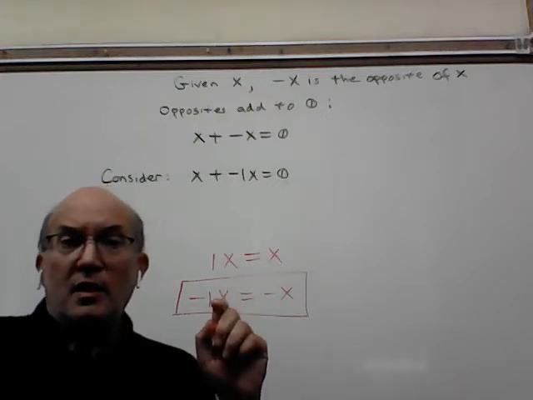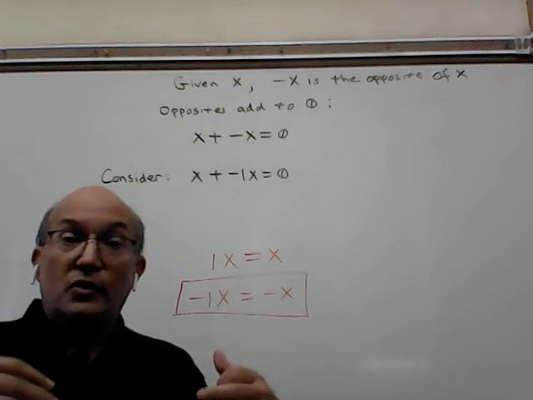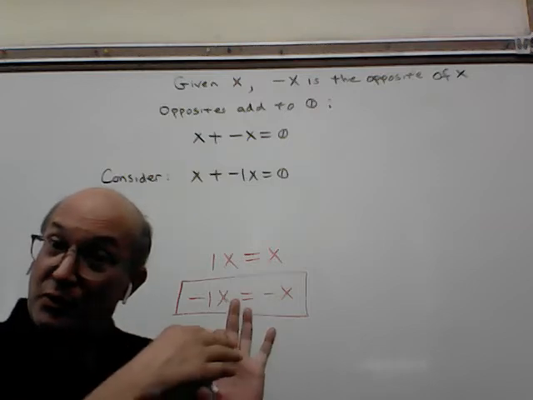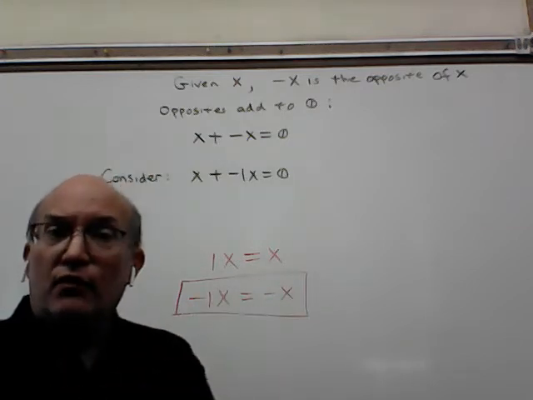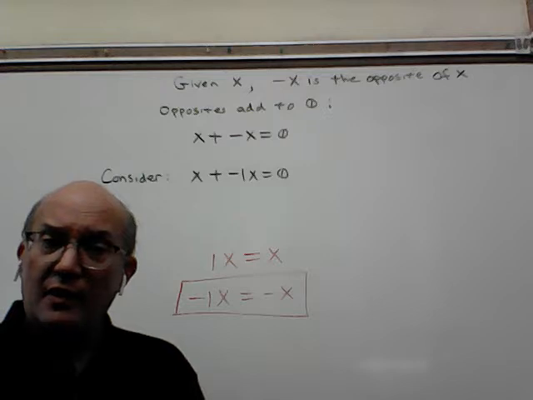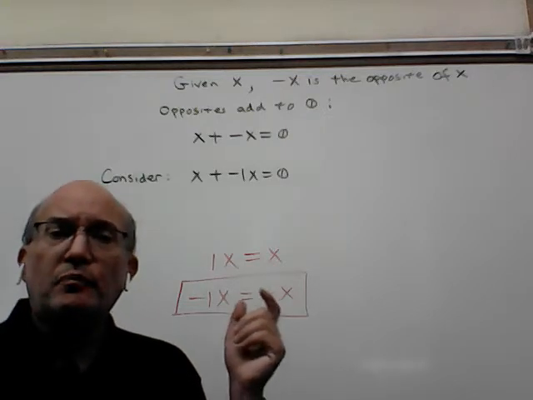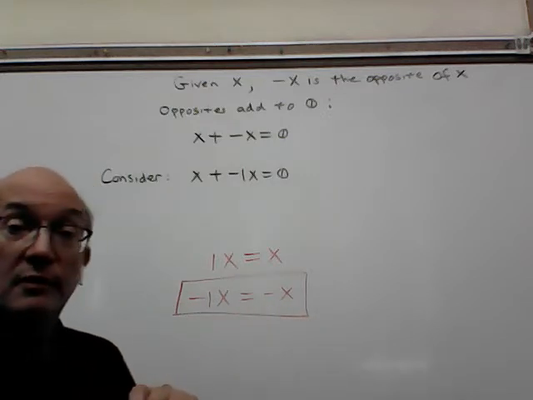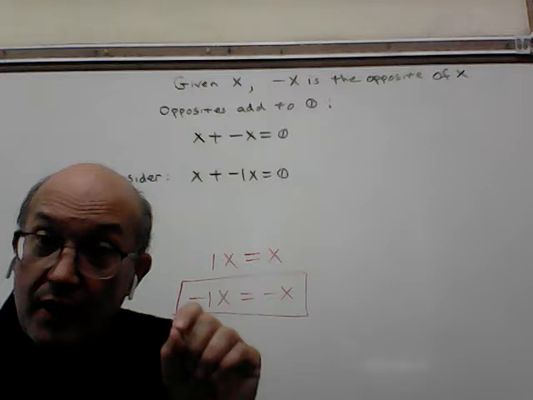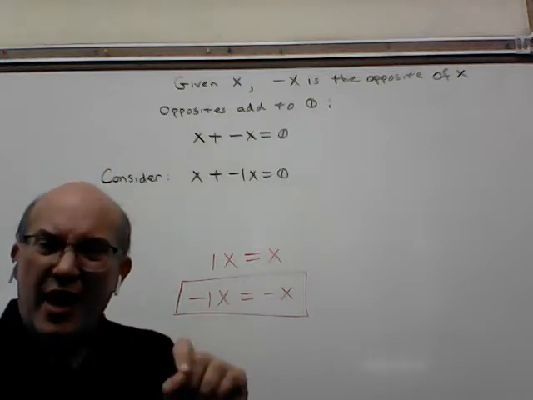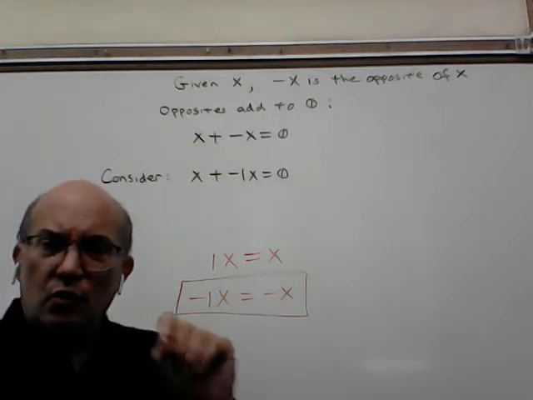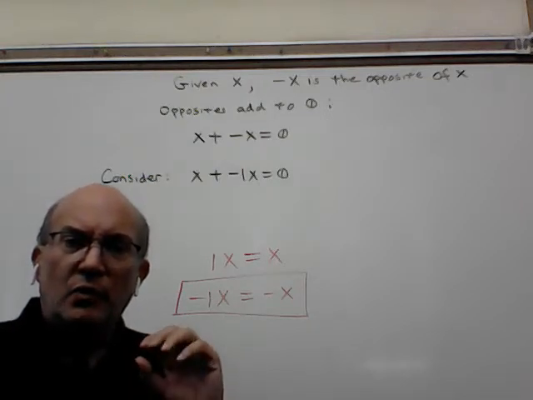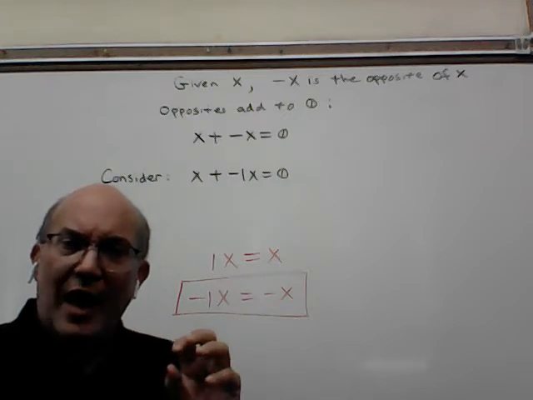This is really what leads to the multiplication rules and the division rules, as we saw before. The division rules flow from the multiplication rules in terms of the signs. If we can prove that -1x equals the opposite of x, we'll then, in the very end of this video, show that that leads to the rules that we all know for multiplication.